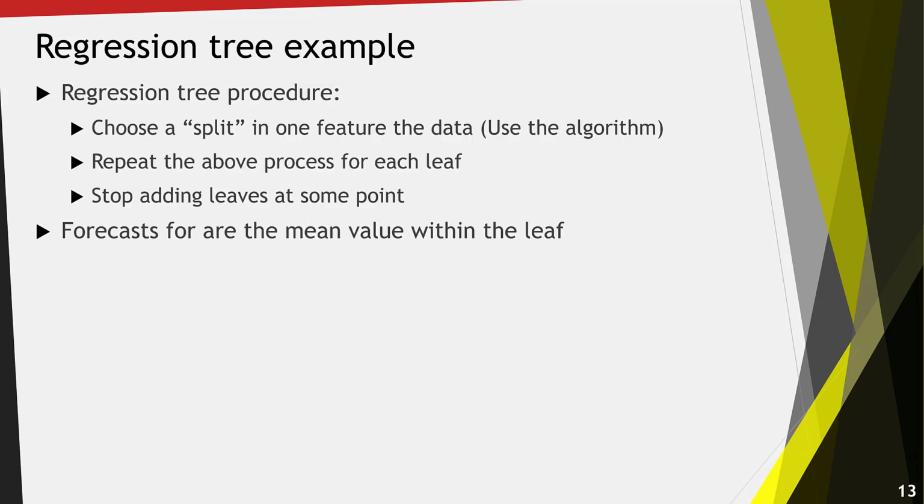across different leaves. So to refine this procedure a little more, if we're constructing a regression tree, we're going to choose a split using one feature in our data. Again, there's an algorithm for that. But then we're going to continue to repeat this process for each leaf, continuing to split it into smaller and smaller sub-leaves. We'll stop adding leaves at some point, and then we'd like to make forecasts. They're the mean value of the label within each leaf.